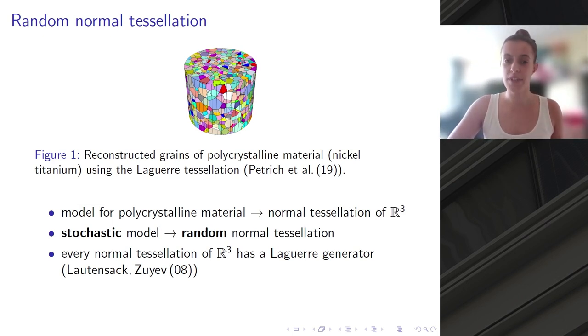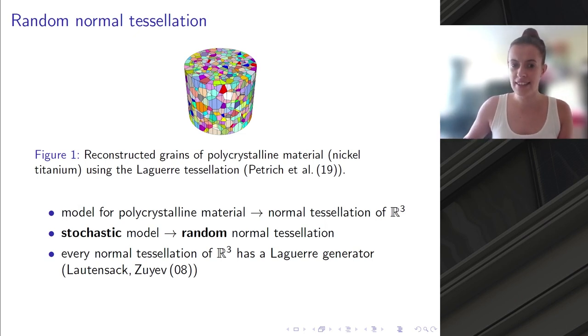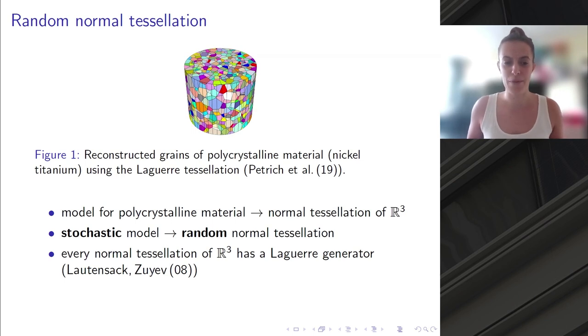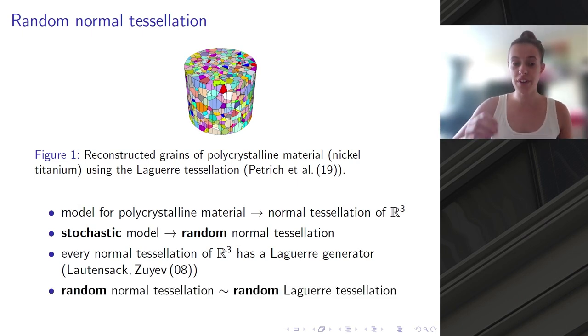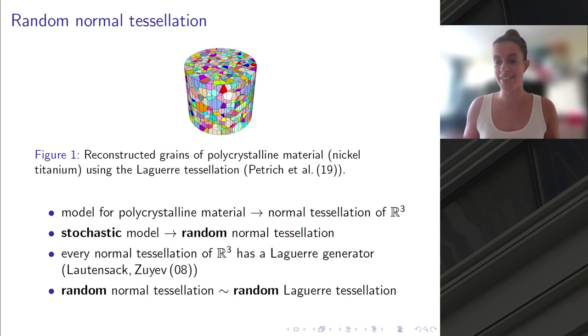And so this is the reason why, in fact, studying Laguerre tessellations is equivalent to studying normal tessellations in dimension 3 and higher. Interestingly, this does not hold in dimension 2, so there is a counterexample for that. Fortunately, we do live in three-dimensional space, so from the practical point of view, we are okay with that, but mathematically, this is something interesting. And so if we want a stochastic model for polycrystalline material, what we can consider is random Laguerre tessellation. And how do we obtain that?